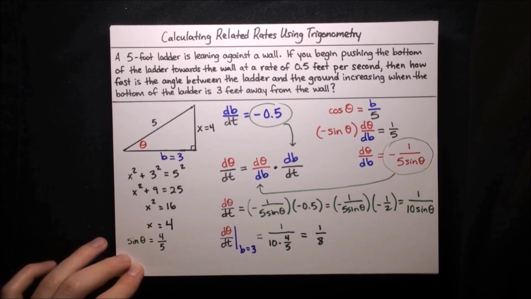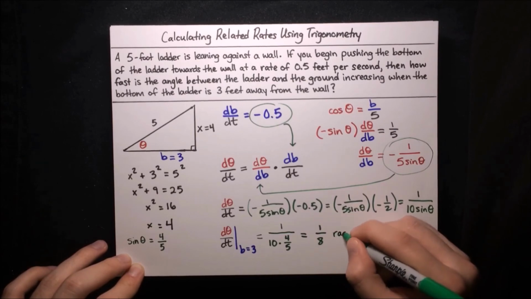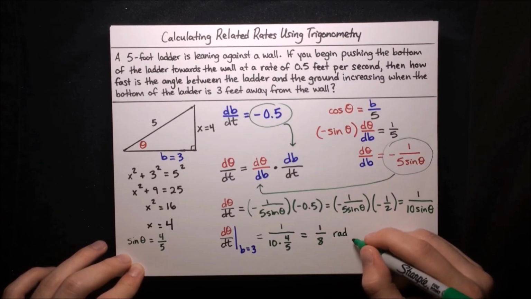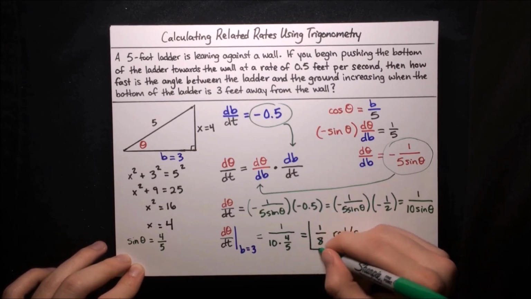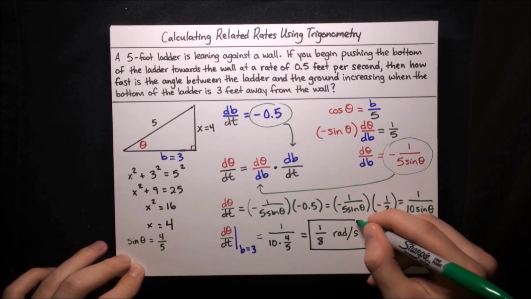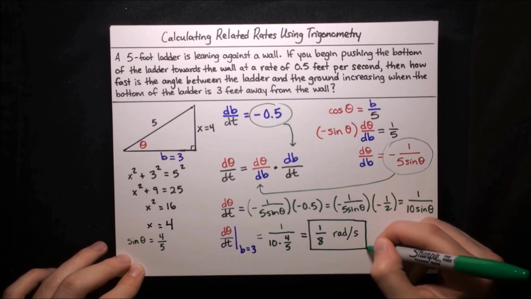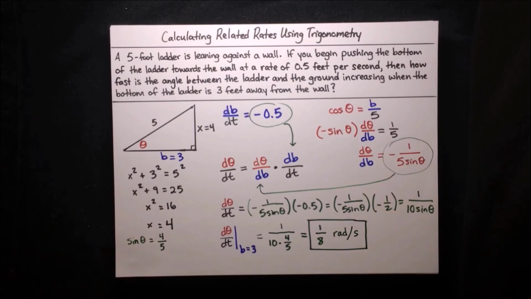But let's not forget our units. What are the units of angle? Well, angles are measured in radians, and this is the rate of change of angle over time, so radians per second. So there we go. That's how fast the angle between the ladder and the ground is increasing when the bottom of the ladder is 3 feet away from the wall. So now we know how to calculate related rates using trigonometry. And in the future, we'll continue learning how to calculate even more kinds of related rates, such as with cones.